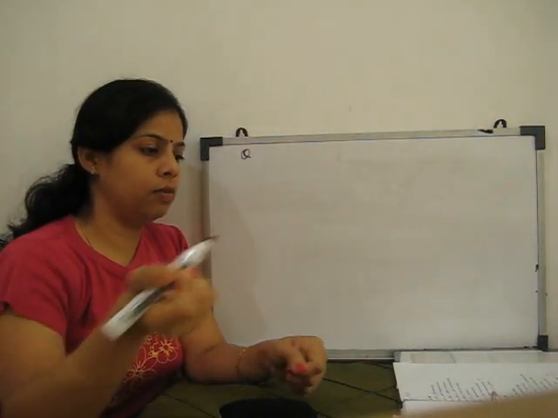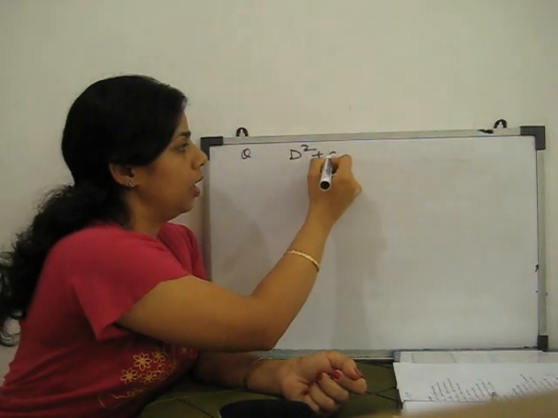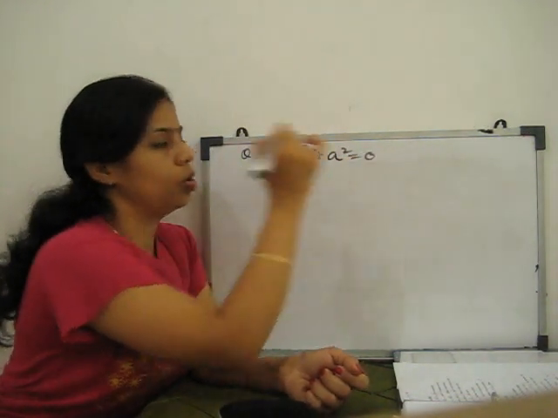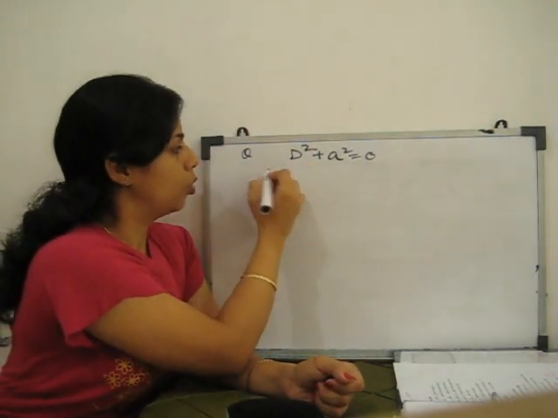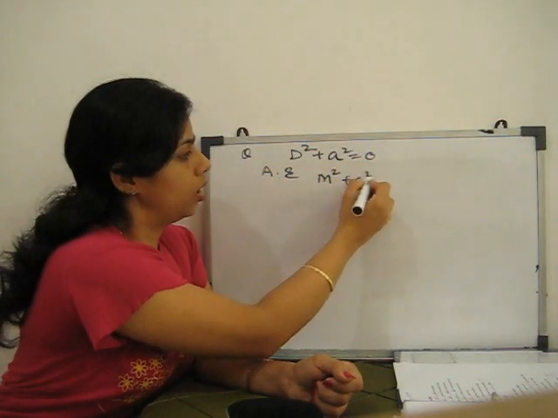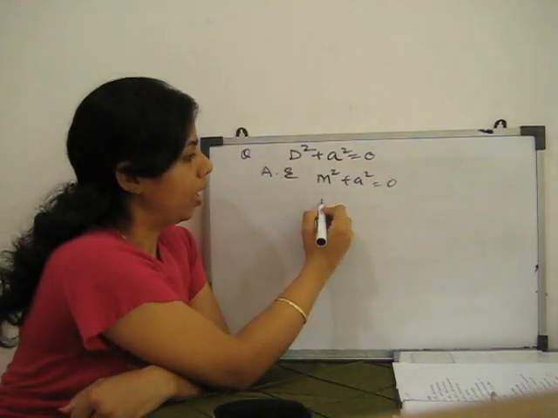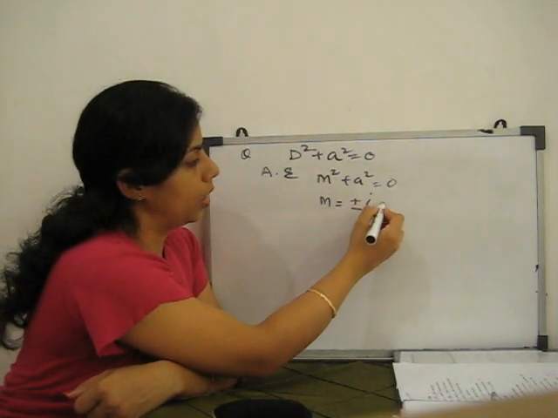If we have D square plus a square is equal to 0, it's very simple. I'll just show you how to write it. Put D is equal to m. Our auxiliary equation is m square plus a square is equal to 0. So m is equal to plus minus iota a.